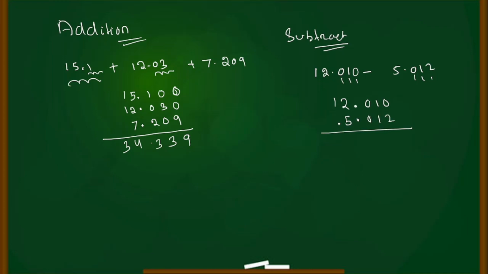0.012. Now subtract 0 minus 2, 10, 10 minus 2, that is 8, here is 0, 1, that is 9, here is 9 minus 0, that is 9, here is 1, 11, 6. So answer is 6.998. Okay. Our next concept, our next operation, that is the multiply.